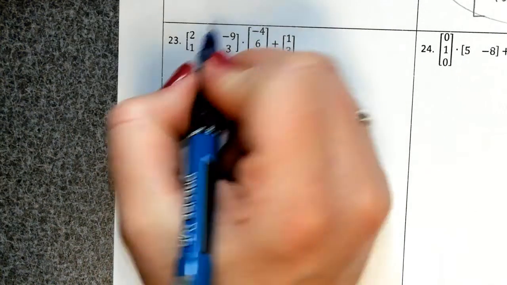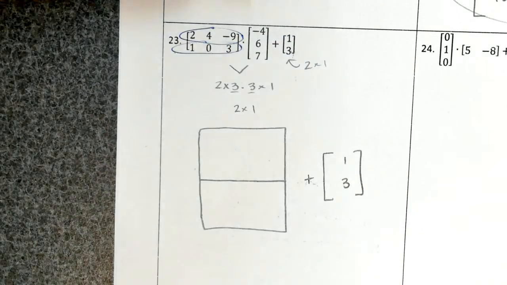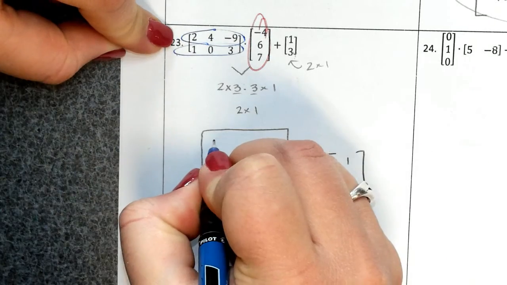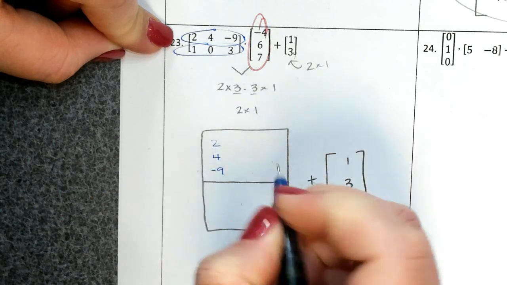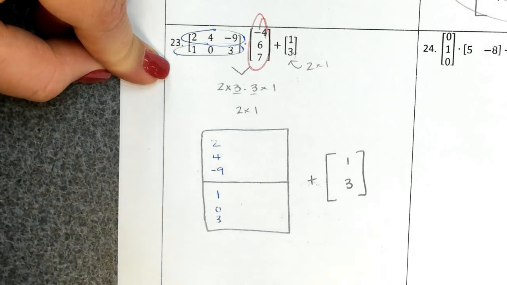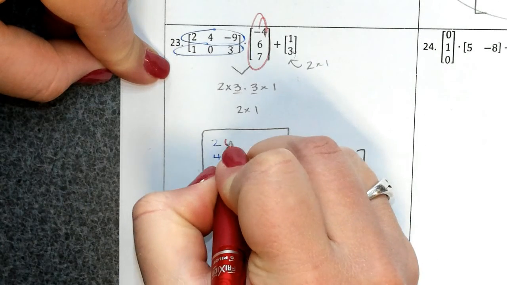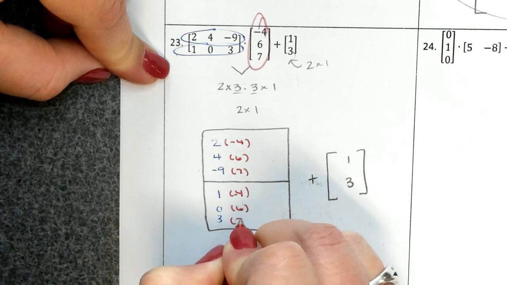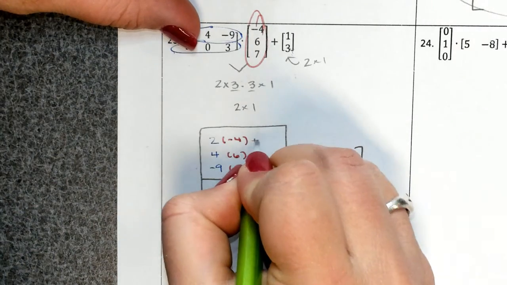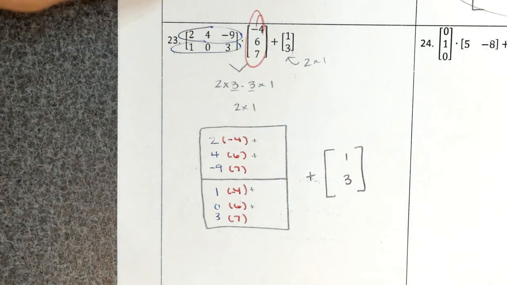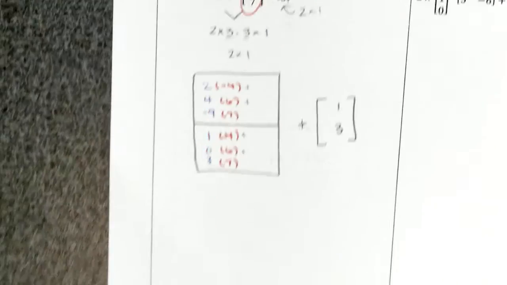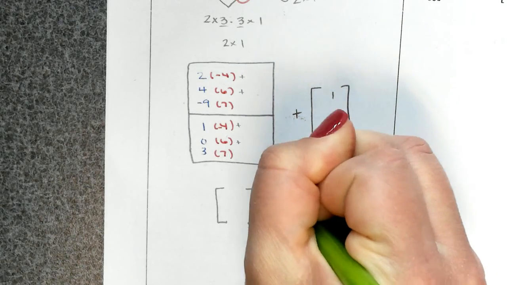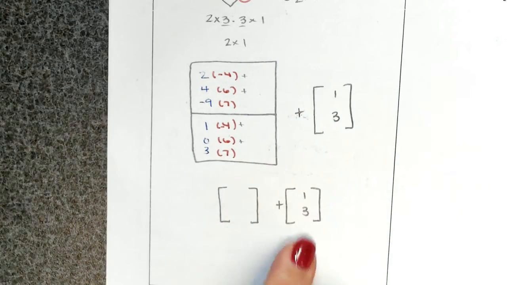Alright, so I'm multiplying here across the first row, across the second row. I switch colors here. First column and only column. So, top row is 2, 4, -9. Bottom row is 1, 0, 3. In the whole first column, I'm going to have a -4, a 6, a 7. And I'm adding these up. So whatever answer I get there, I'm going to add it to this 1 by 3.